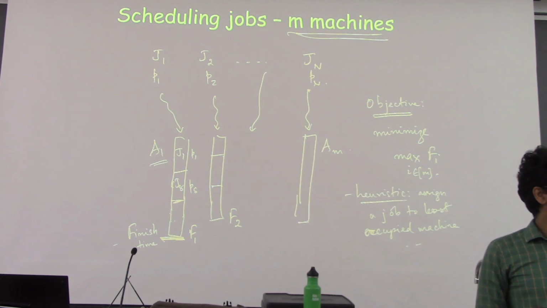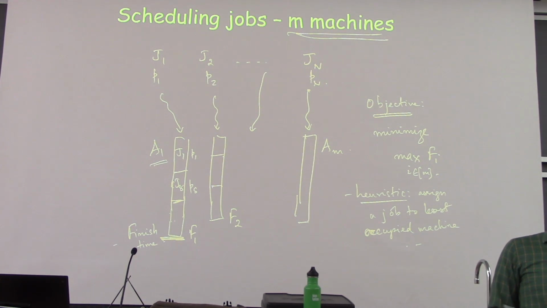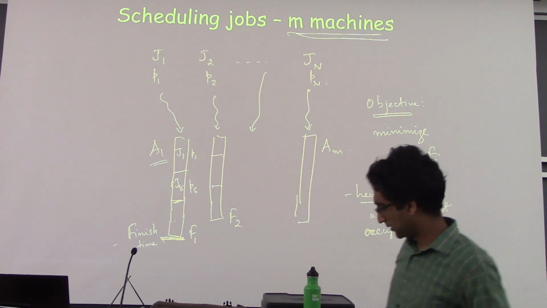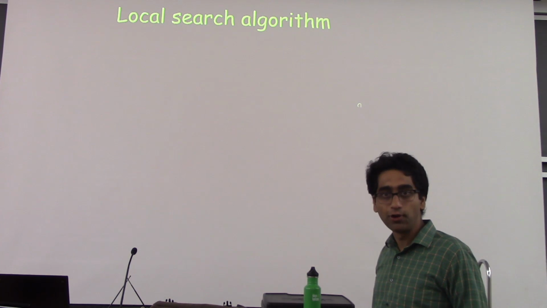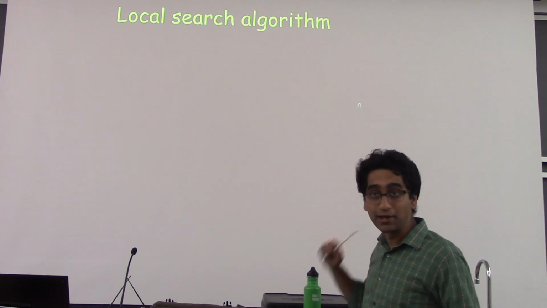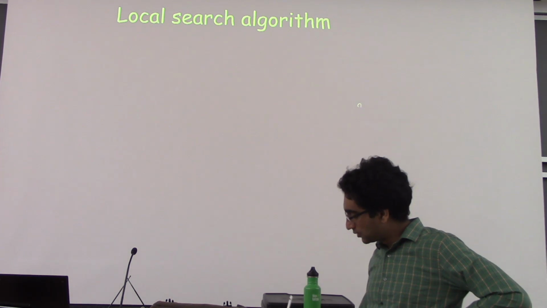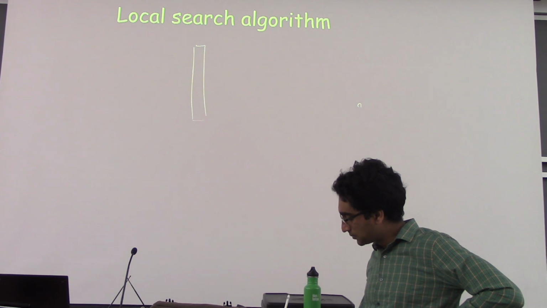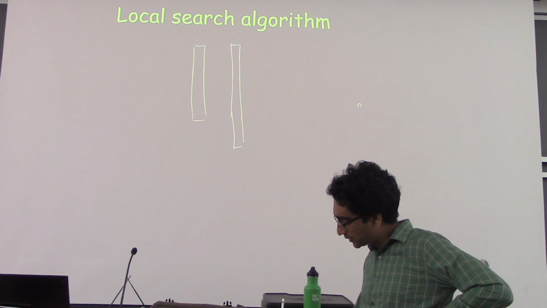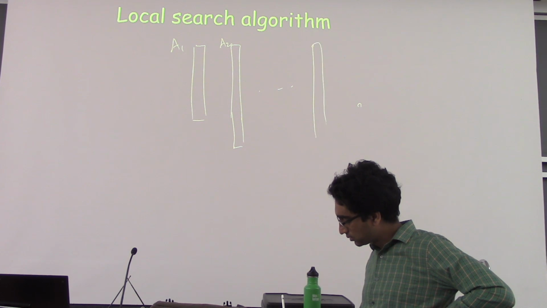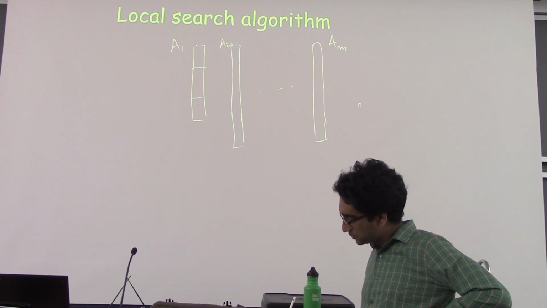But I want to actually do a local search algorithm, which is even simpler. The local search algorithm basically does the following. You start with any assignment. So you have some assignment, which ends up with A1, A2 up to AM, these are the machines, and each one gets some jobs.